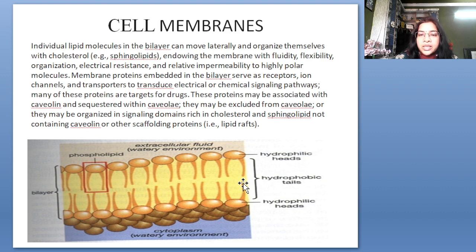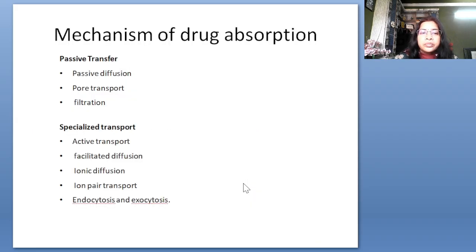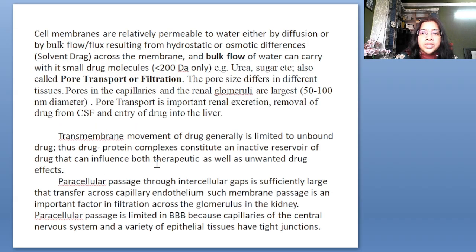Lipid soluble substances easily cross the membrane, but water soluble ones always require some permeability factors like pore channels or filtration. So these are the different mechanisms of drug absorption. Most of the drug is absorbed through passive transfer, in which we study passive diffusion, pore transport, and filtration. And if the drug is not transported easily or passively, then a specialized transport mechanism is there, which is studied under active transport, facilitated diffusion, ionic diffusion, ion pair transport, endocytosis, and exocytosis.